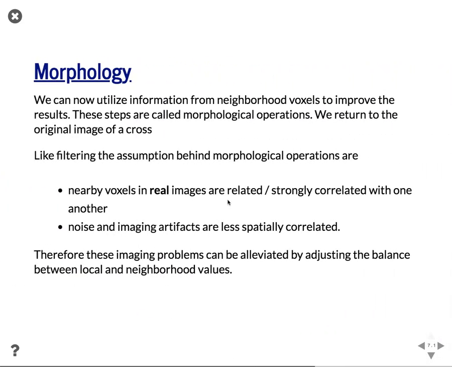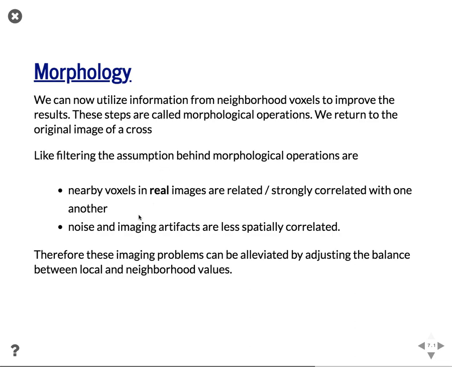So now to talk about morphology quickly, we'll utilize information from neighbor voxels to improve the results. The idea is that once we've done a segmentation, a lot of times the segmentation isn't complete or doesn't show us everything we want to see in the image. And so we can use morphology to enhance that segmentation to look better. Basically it's like filtering or image enhancement, but it only takes place on the already segmented image.